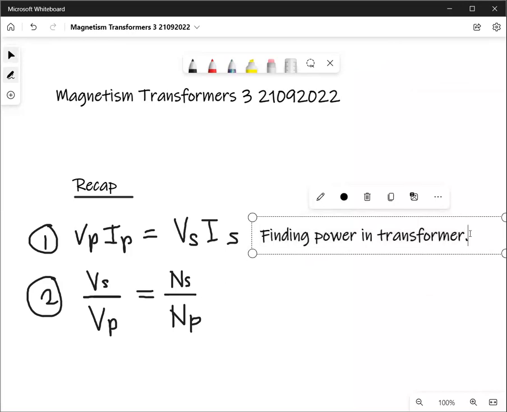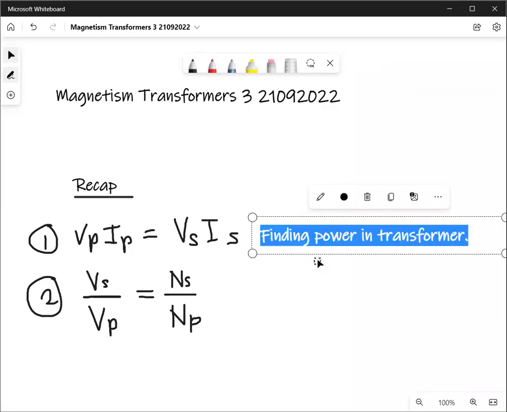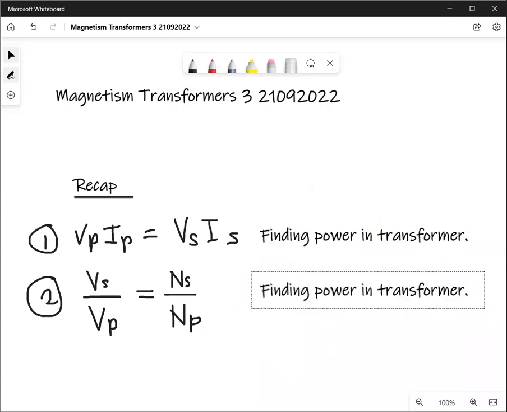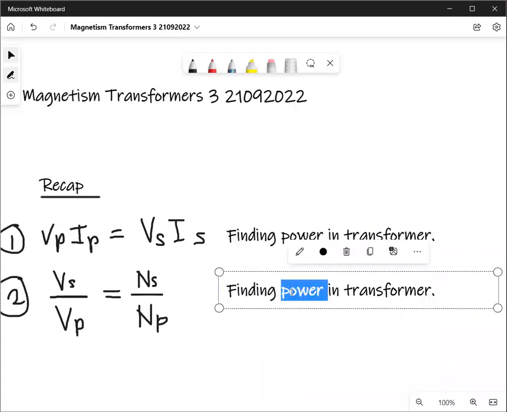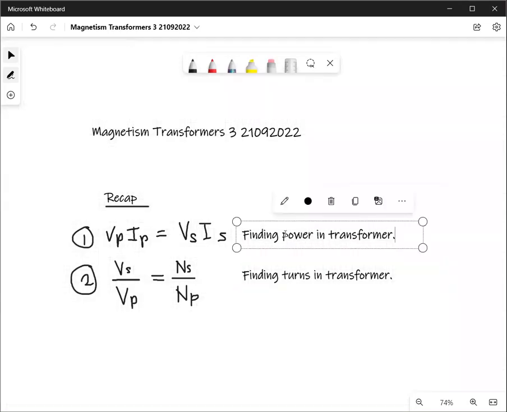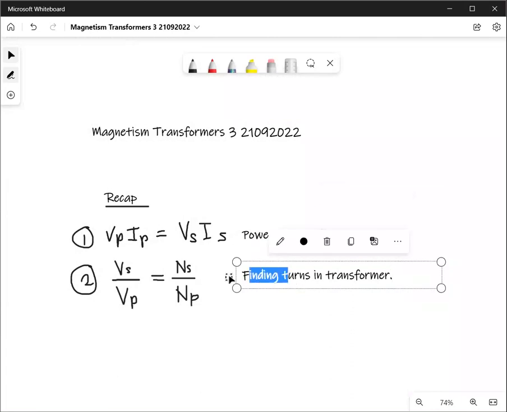Okay, so power, and let's say this one is about finding turns. Now, you can use these equations for a lot more than this, but there's just a general thing about power in transformer and turns in transformer.